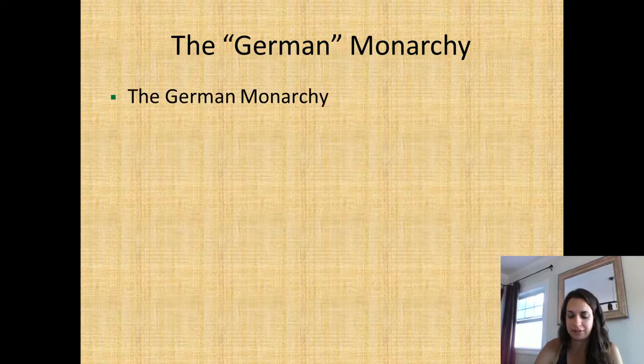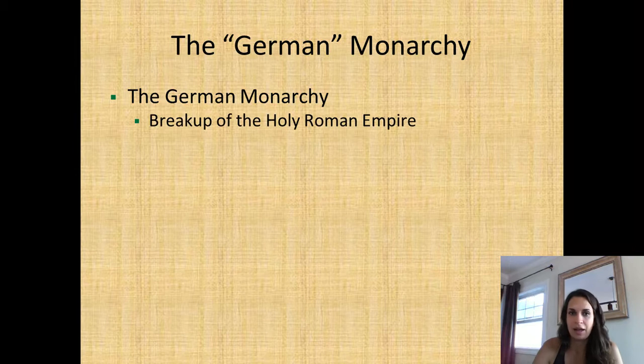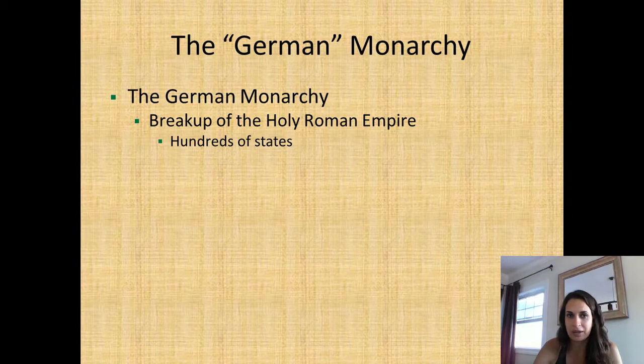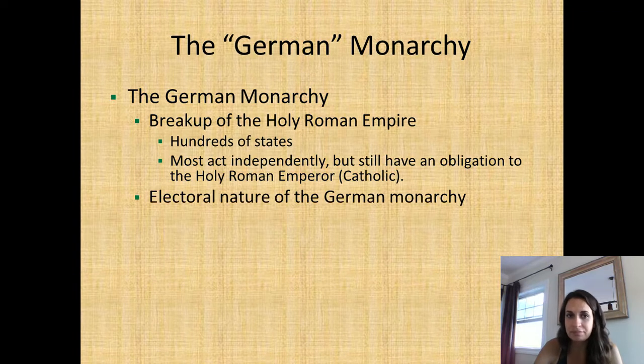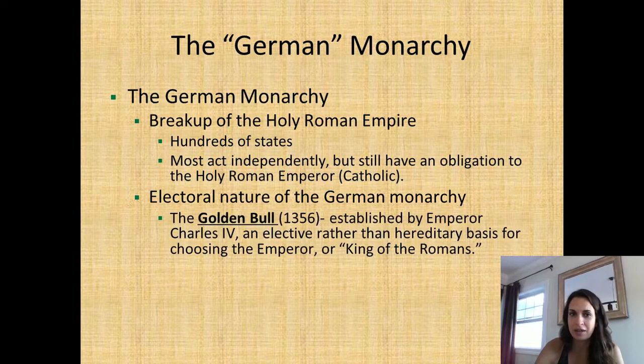Okay, so "German," in quotations. The makeup of the Holy Roman Empire is really a collection of hundreds of states, most of them independent. But the one thing that ties them together is their obligation to the Holy Roman Emperor, who, of course, is Catholic. What's interesting is that because it was made up of all these different states, and so many different royal families were involved, they decided to make the Holy Roman Emperor's position one that is elected and not inherited. This was established by something called the Golden Bull.